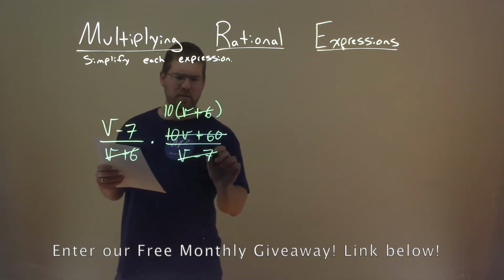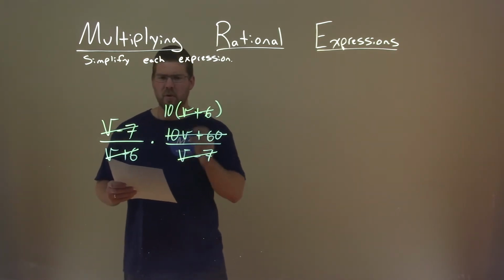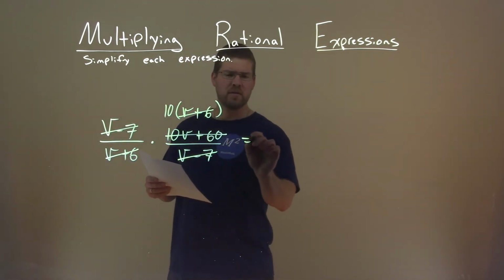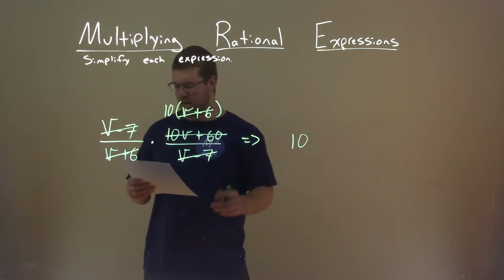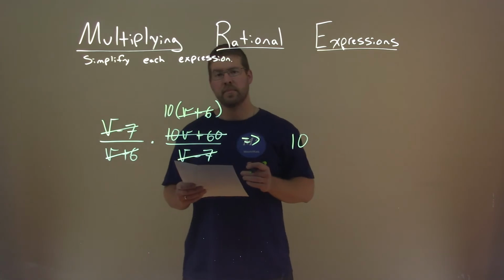And actually, same with the v minus 7 and the v minus 7 here. So I'm left with just, well, in the numerator, a 10, nothing's in the denominator, and that's it. It actually simplifies pretty quickly. Our final answer is 10.